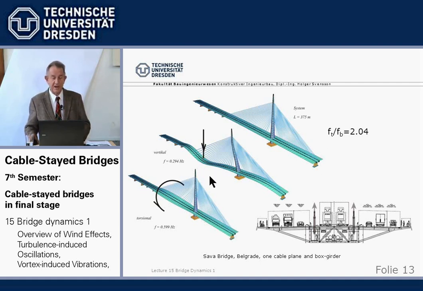And then the bending frequency is similar. That's not influenced whether we have 1 or 2 cable planes. So in this case also we have a ratio of 2, which sounds reasonable to start with.